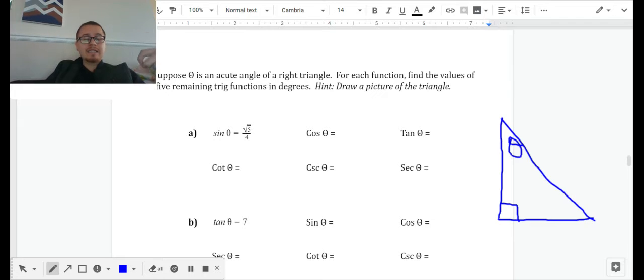So sine is SOH, right? So Kato-a: opposite over adjacent. So that would mean opposite is square root of 5. And the hypotenuse is 4.